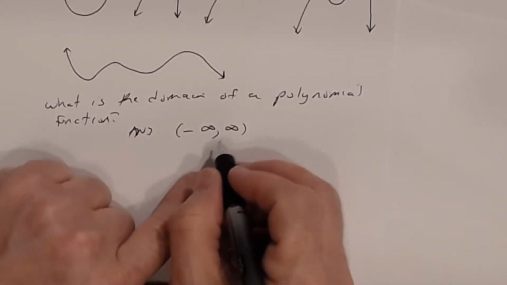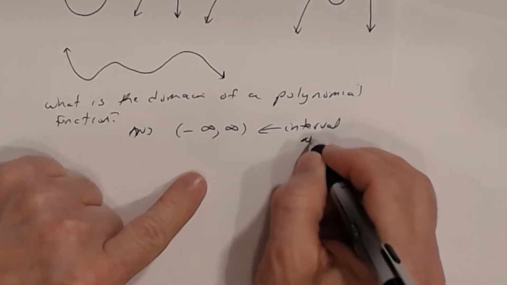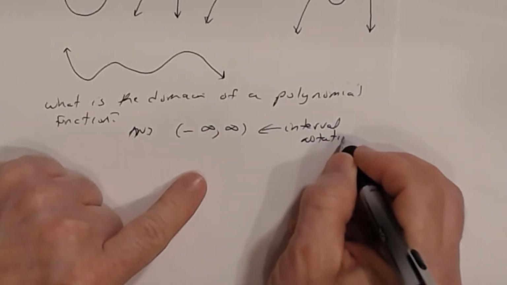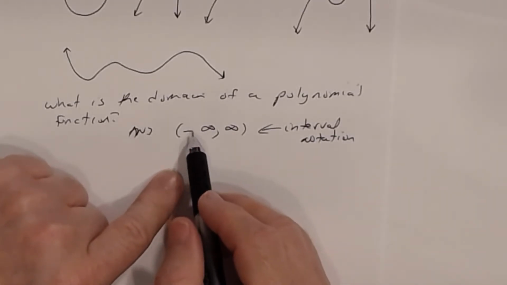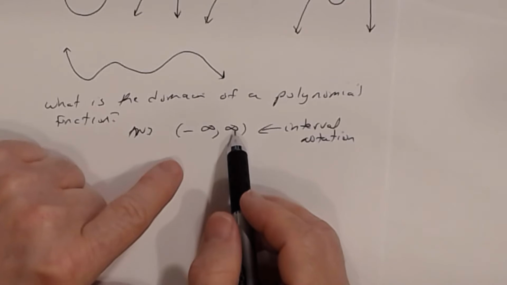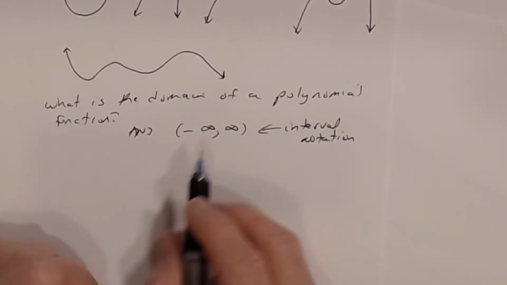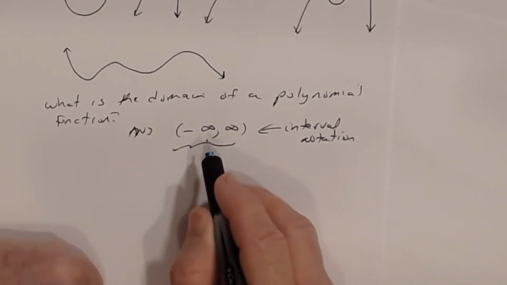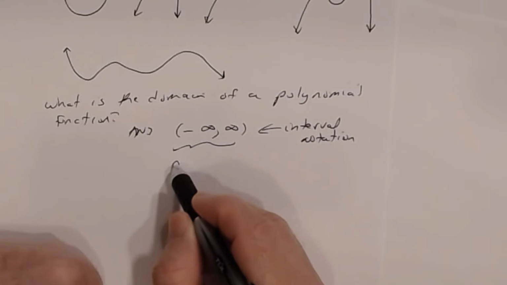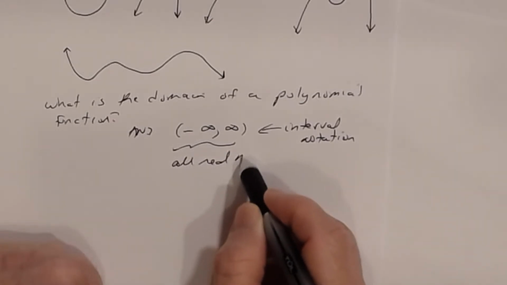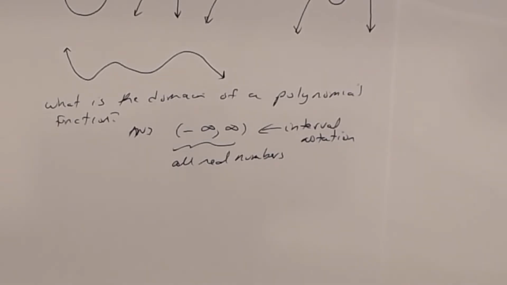That's interval notation. Remember, this is interval notation, and you're going to be told to write this in interval notation. So always go from smallest to largest: negative infinity to infinity. And remember, when you talk about infinity and negative infinity, you always use parentheses. When you state the domain is from negative infinity to infinity, that means all real numbers. All right, now let's look at some examples.